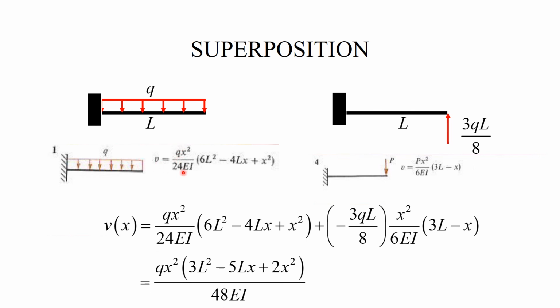The first term, we simply take this expression and copy it here. The second term, instead of P, I will put minus 3qL over 8. And now all I have to do is a minimal amount of algebra and get the answer for this problem. And that's it.